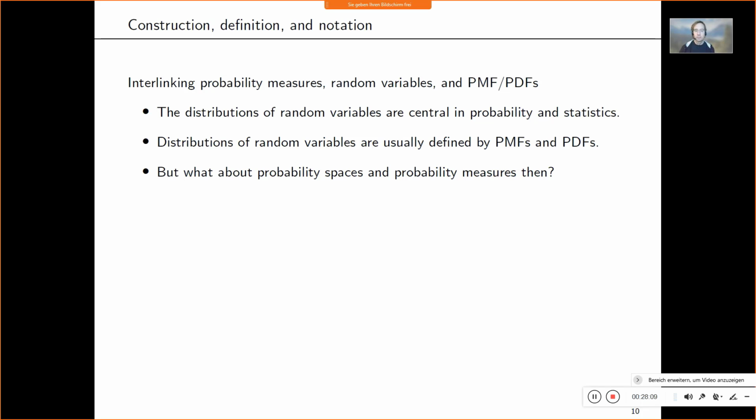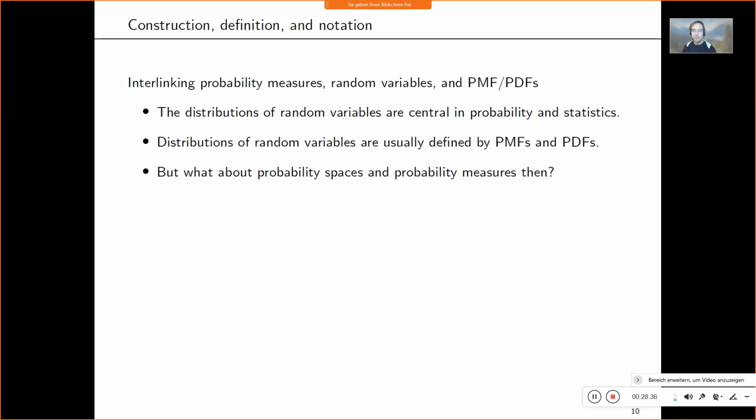So the question is, how can one now interlink these notions of underlying probability spaces, random variables, and then what we will focus on from now on, which you will definitely already have seen, namely the notions of probability mass functions and probability density functions? How can one interlink them? And this is explained here.